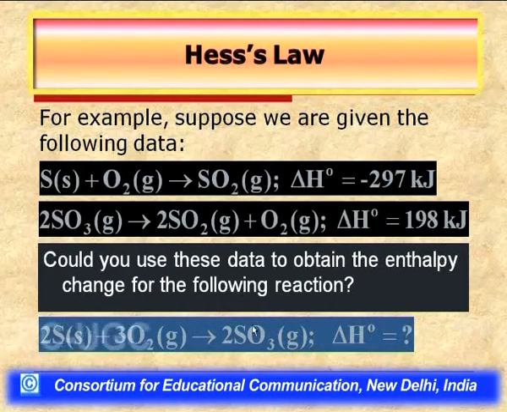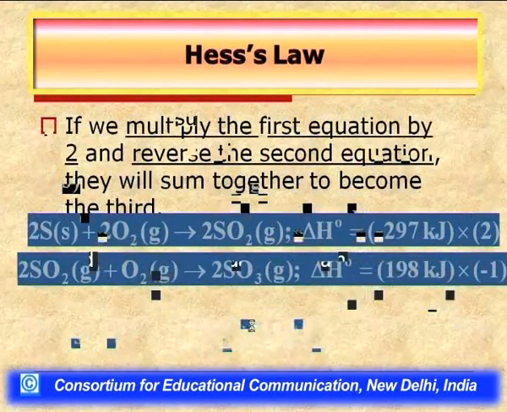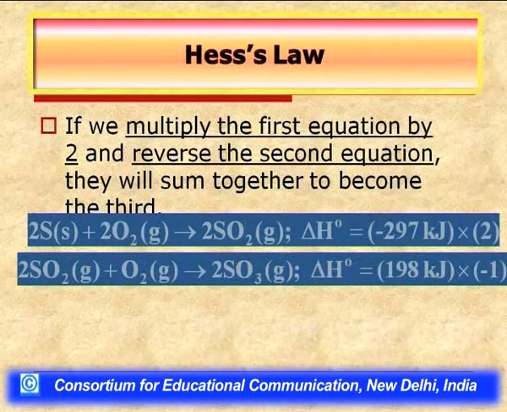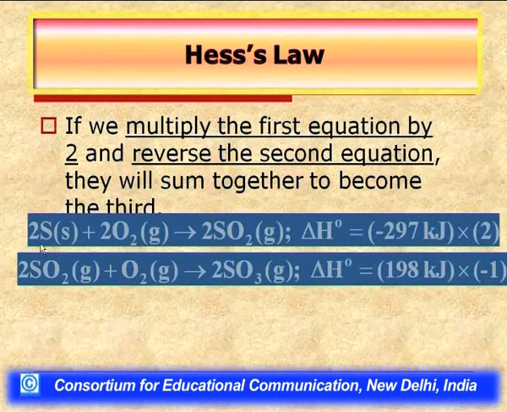Now, the answer is yes, we can do so. All we need to do is multiply the first equation by a numeric value 2. You can see the first reaction we have multiplied by 2. So, the stoichiometric coefficient of all the chemical species taking part in the first reaction is 2. For example, solid sulfur has 2 as the stoichiometric coefficient, oxygen also has 2, and sulfur dioxide also has 2.